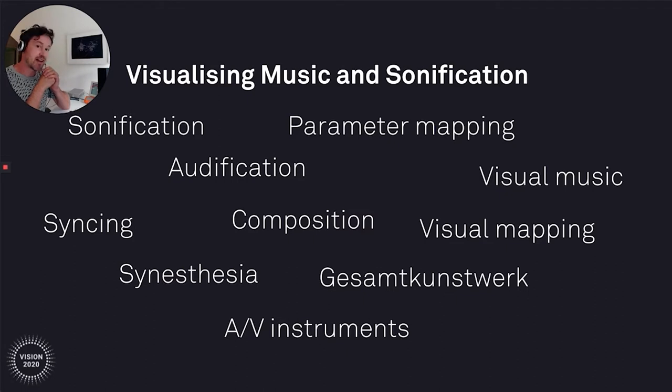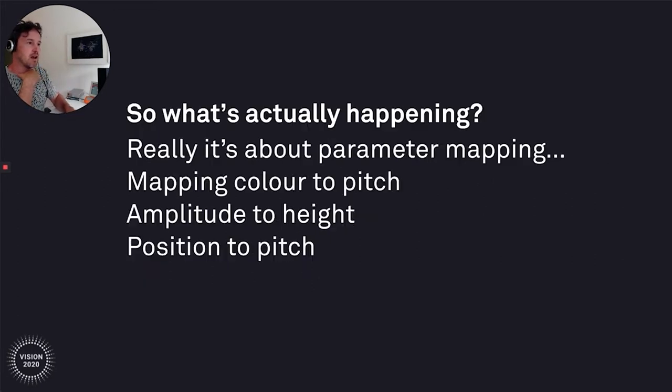Hannah Davis does a really good talk explaining some of the more database sonification things, so you can look that up if you're interested. In a nutshell, it's about parameter mapping. It's taking the amplitude of the music, how loud it is, and mapping it to the size of something, or mapping color to pitch, or amplitude to height, or position to pitch, or something like that. That's what visual music is.